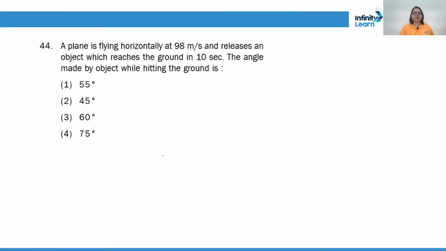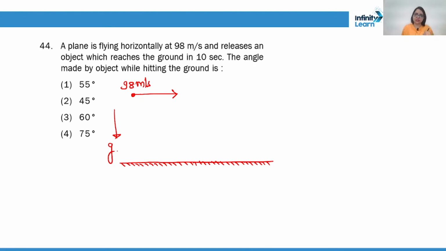Next is question number 44. A plane is flying horizontally at 98 meter per second and releases an object which reaches the ground in 10 seconds. So this is the ground level. When the object is released from the plane, from the moving object, the object will gain the velocity of the moving object. So the object will get initial velocity as 98 meter per second in the horizontal direction. And there's only one acceleration acting on this object, and that is acceleration due to gravity in the downward direction like this.